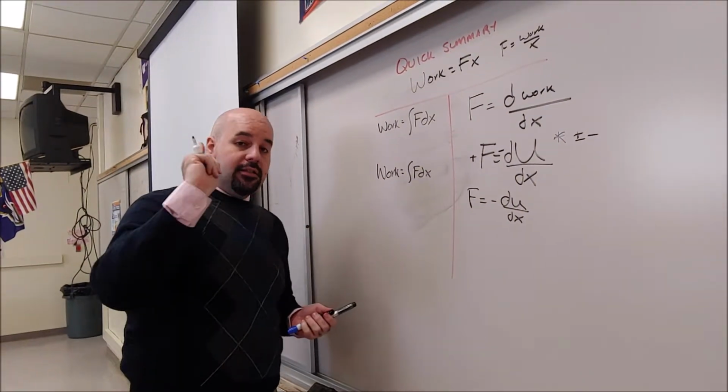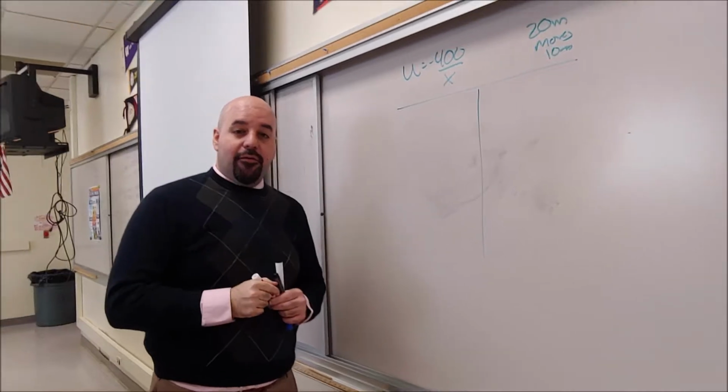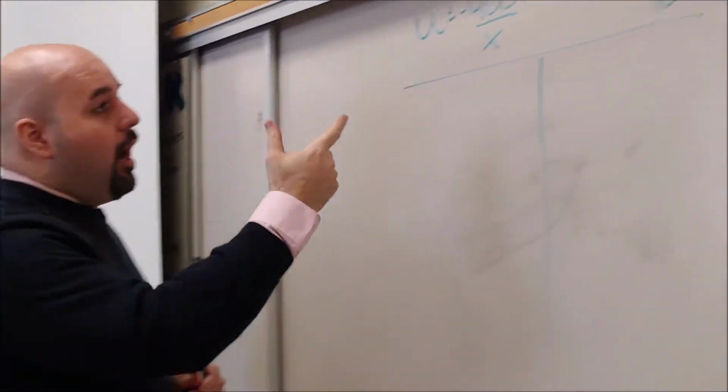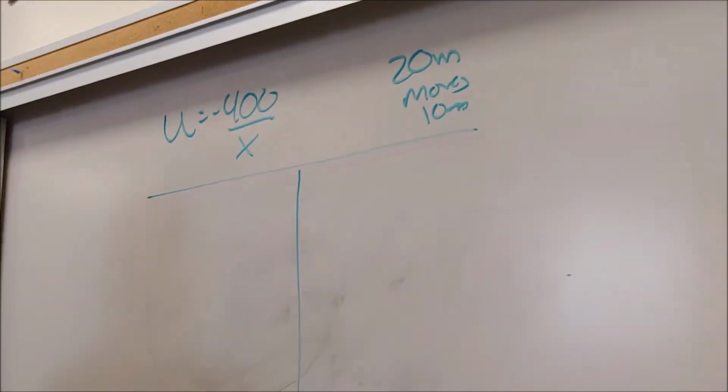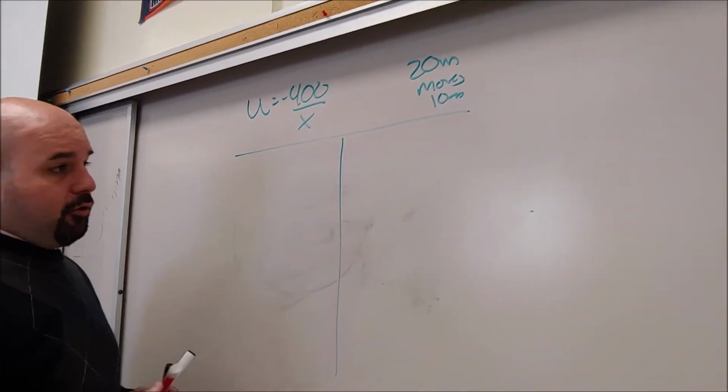Let's see it in practice. And go. And that's the confluence of knowledge happening for number 18. We're given a potential energy function. We see something at 20 meters, it moves 10 meters. We don't know which way. And we're going to try to figure out how much force is there.